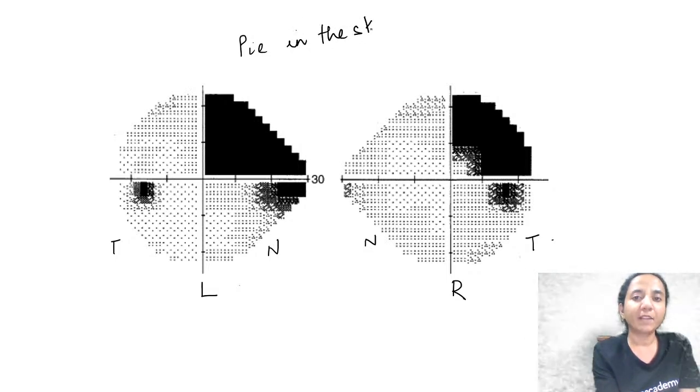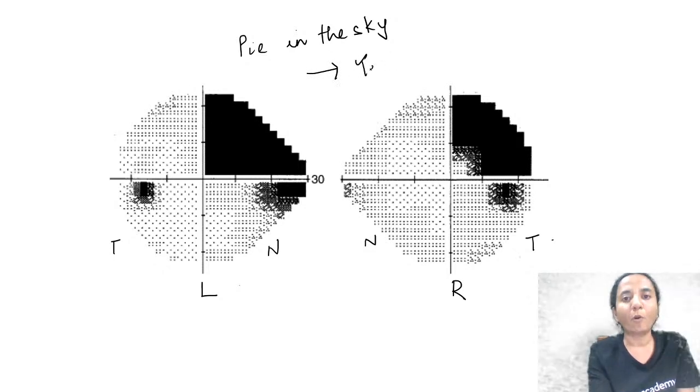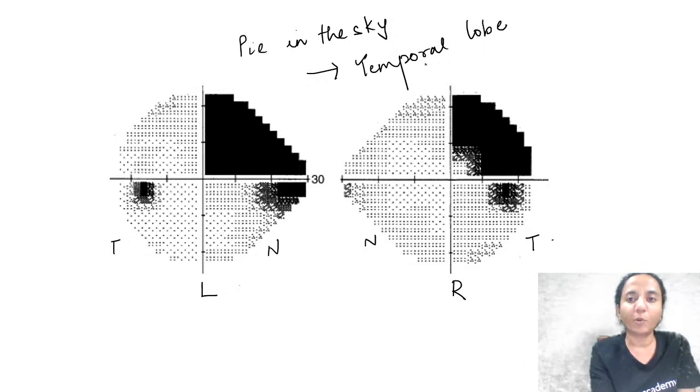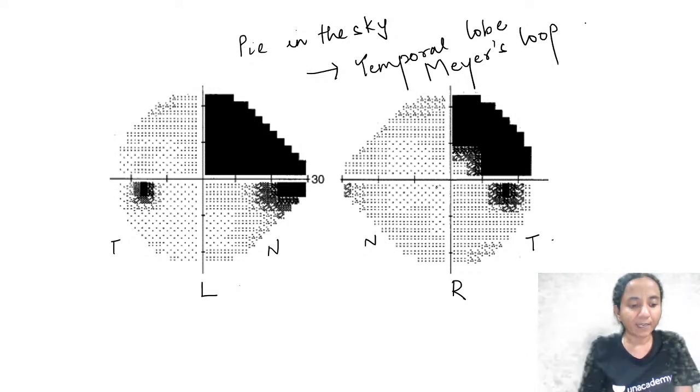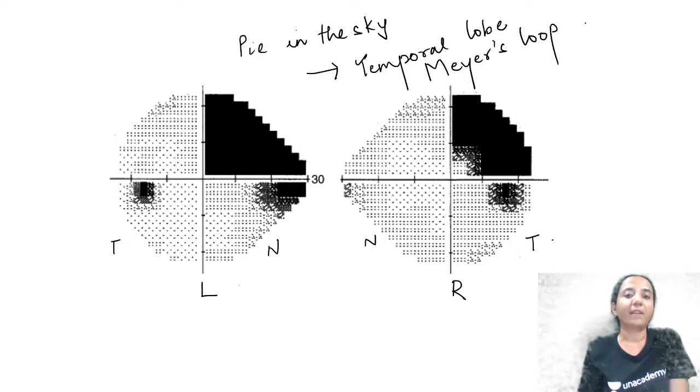So pie in the sky matlab site of lesion will be, yes, it is the Meyer's loop or the temporal lobe. Very good. The site of the lesion is the temporal lobe or the Meyer's loop, but that is not why I put up this question actually. You will tell me whether this is right-sided pie in the sky or left-sided pie in the sky.